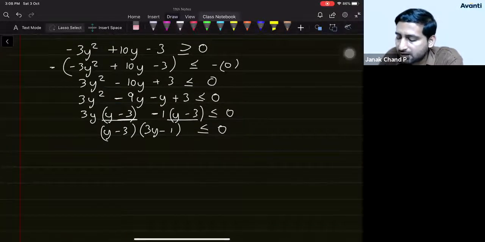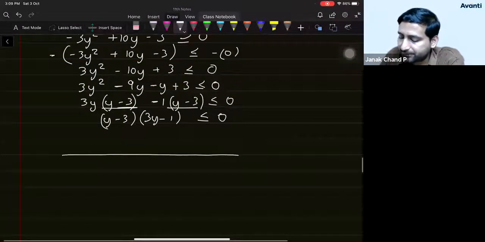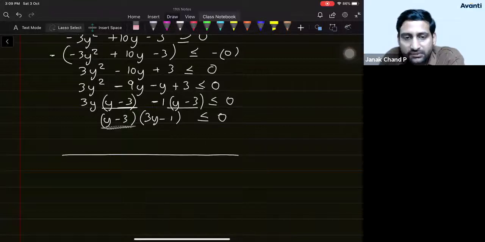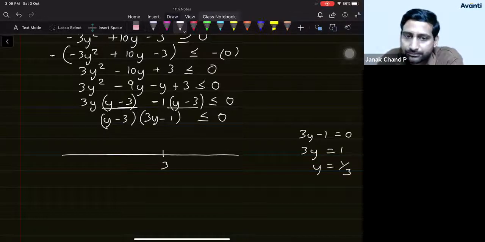So now what you got student, multiplication of these two things should be negative. You can once again go ahead with the wavy curve method, right? The solution for this particular thing is 3. And the value which will make this 0 is 1 by 3, right? So how do you do that? You just equate this to 0, right? You'll get 3y is equal to 1 or y is 1 by 3. Okay, so that is another critical point.